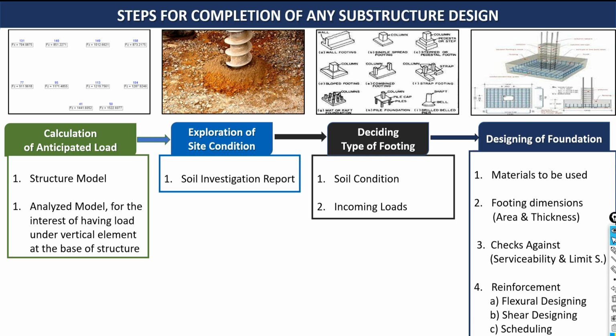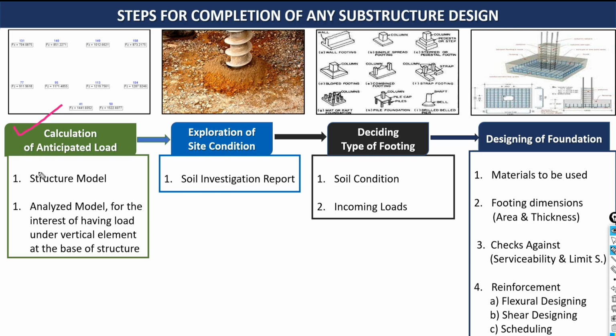Second thing, how much load is coming over your proposed structure, proposed land. What kind of structure you are going to deal with, and what intensity of load your structure is going to impose over your soil mass. That you need to know. So these are the four steps. The first step is that you need to calculate how much load is coming. Calculation of anticipated load is your first step.